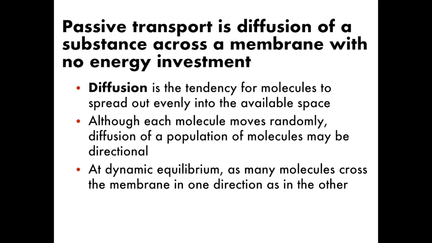So molecular movement is random, but diffusion tends to be directional. So the molecules, once they get to that equilibrium point where the tea is uniformly brown, it looks like nothing's happening anymore, but the molecules are still moving. It's just that the rate of movement is uniform in all directions.